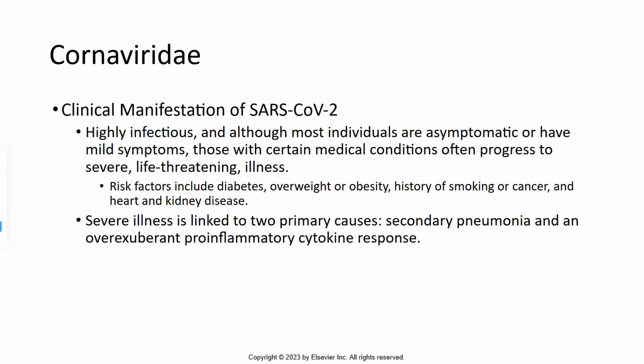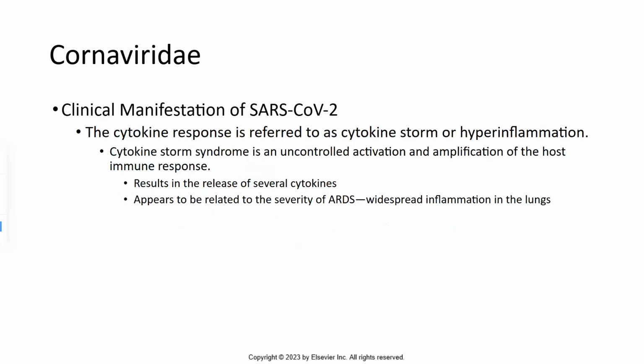Clinical manifestations of SARS-CoV-2: it is highly infectious, and although most individuals are asymptomatic or have mild symptoms, those with certain medical conditions often progress to severe life-threatening illness. Risk factors include diabetes, overweight or obesity, history of smoking or cancer, and heart and kidney disease. Severe illness is linked to two primary causes: secondary pneumonia and an overexuberant pro-inflammatory cytokine response. The cytokine response is referred to as a cytokine storm or hyperinflammation.